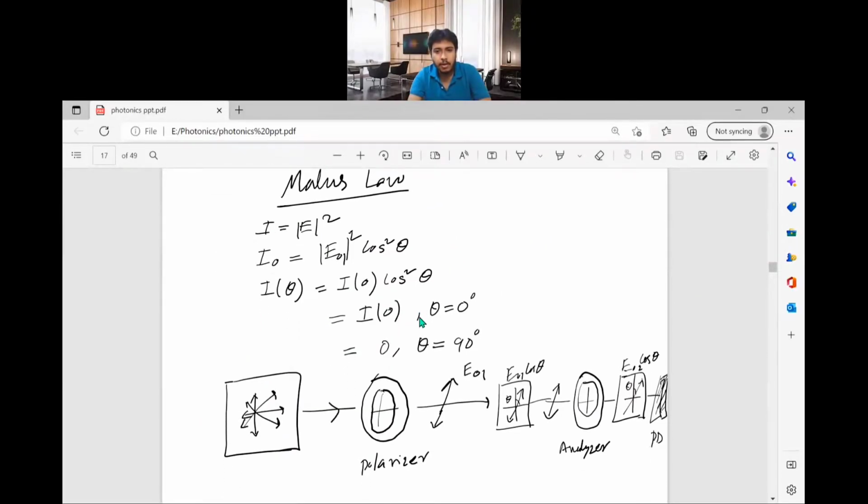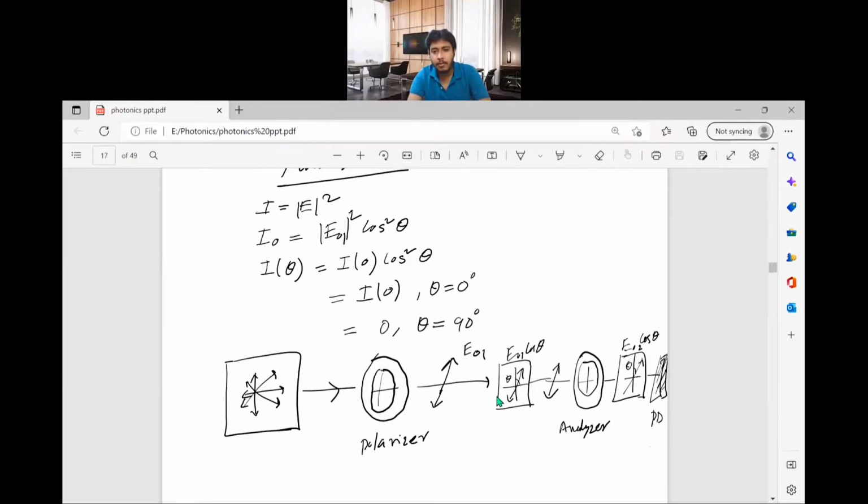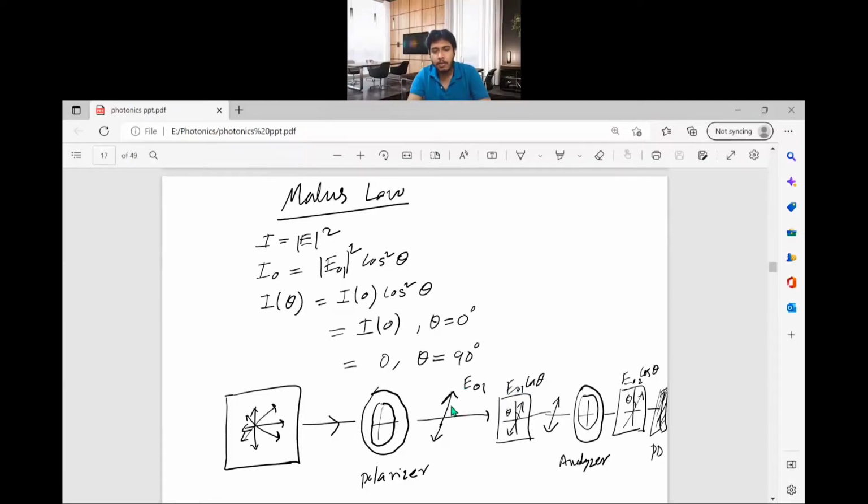Okay. And the last one is Malus law. Malus law states that if polarized light is passed through a polarizer, it will pass with some specific polarization according to the axis of the polarizer. After that, if you place an analyzer or a medium rotated at theta degrees, the incident light will be passed only at that angle theta, that is, E cos theta will be passed and E sin theta will be blocked.